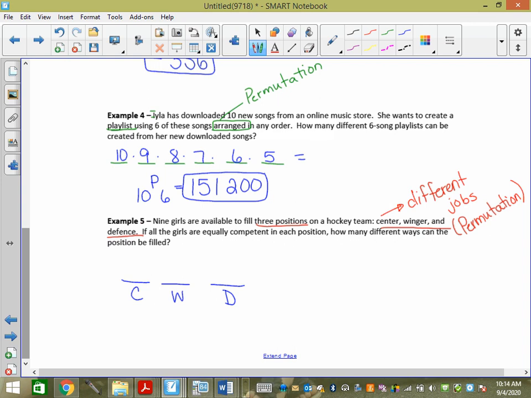Okay, how many people here for center? 9. Then 8. Then what else could I have done? I have 9 players. P 3 because it's permutation, right? What's 9P3? 504.